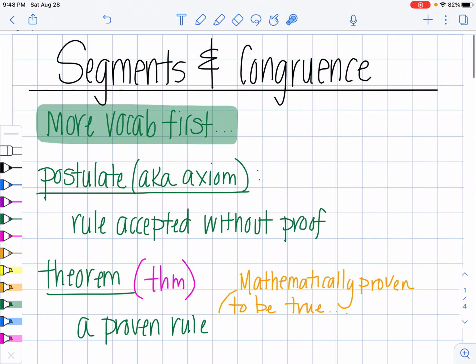Then the next thing, which there are a lot of them, are called theorems, and I abbreviate them THM. And it's a rule that's proven to be true. It's been mathematically proven to be true with an actual math proof.